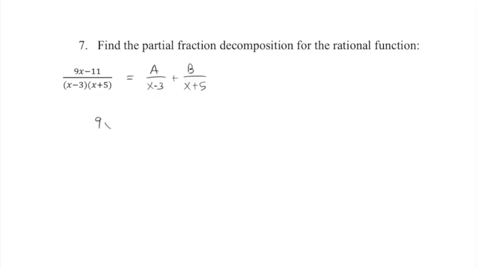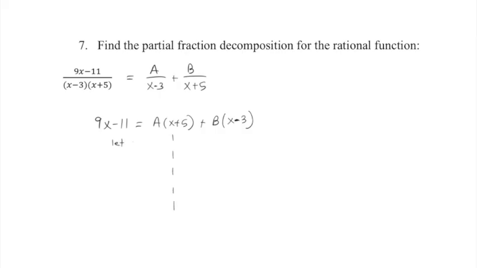then we'd have 9x minus 11 equals a times x plus 5 plus b times x minus 3. So now the process that was shown in class involves choosing convenient values for x, because if we only have one equation but we have to solve for two variables, we have to eliminate variables. So if x was negative 5, for example, negative 5 plus 5 is 0, so that eliminates a. So since we have two variables, we're going to have to do this twice.